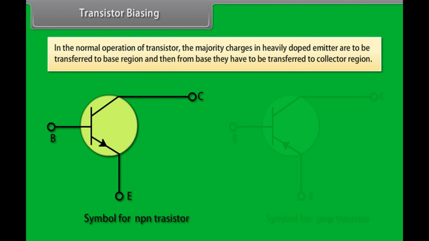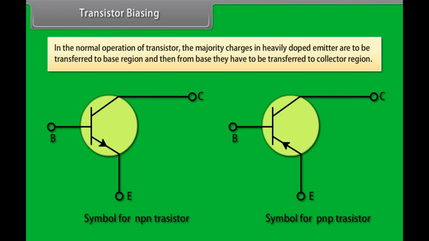Transistor biasing. In the normal operation of a transistor, the majority charges in the heavily doped emitter are to be transferred to the base region and then from the base they have to be transferred to the collector region. For transition from emitter to base, the junction between them has to be forward biased. As the majority charges of the emitter reach the base region, they can be attracted towards the collector region only if the collector end is reverse biased.